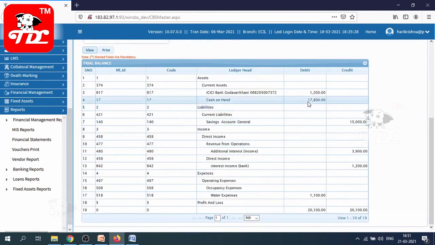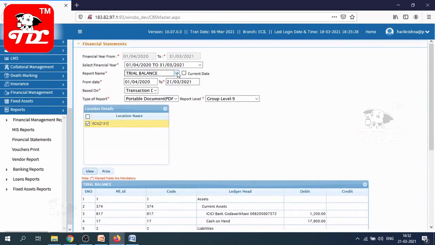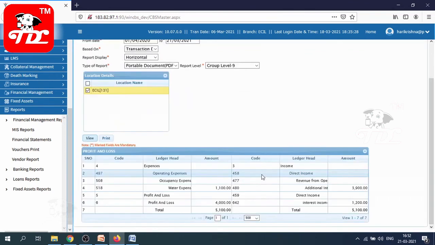Previously cash in hand was there, and the bank balance was not. For the first time we have received 1200 rupees in the bank as income, so it is now included in our trial balance. Now I'll see the profit and loss account. Previously income was 3900, now 1200 is added, making 5100 rupees. Against the 5100 rupees, expenses are 1100, so profit is 4000 rupees. So the profit is also showing.